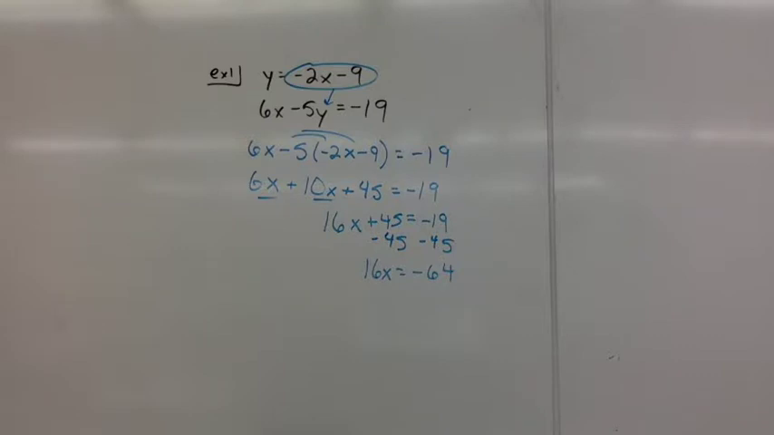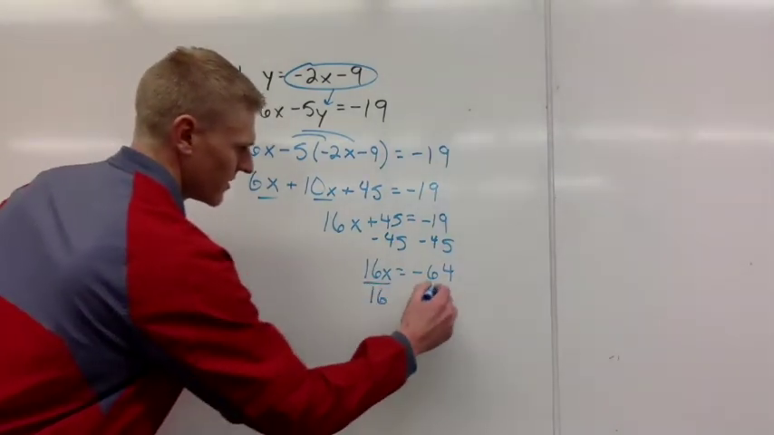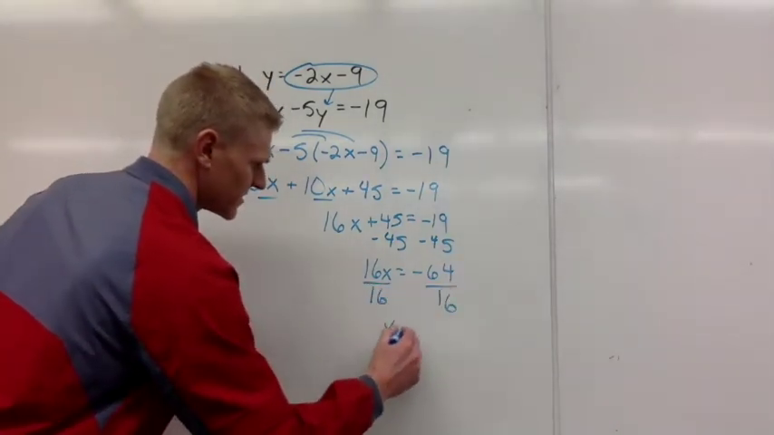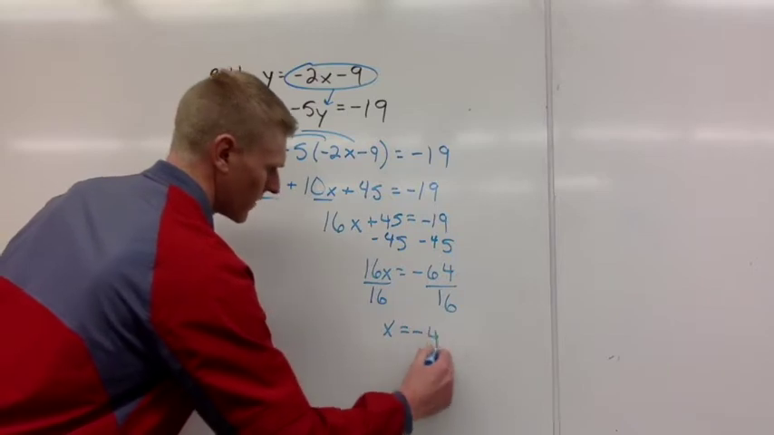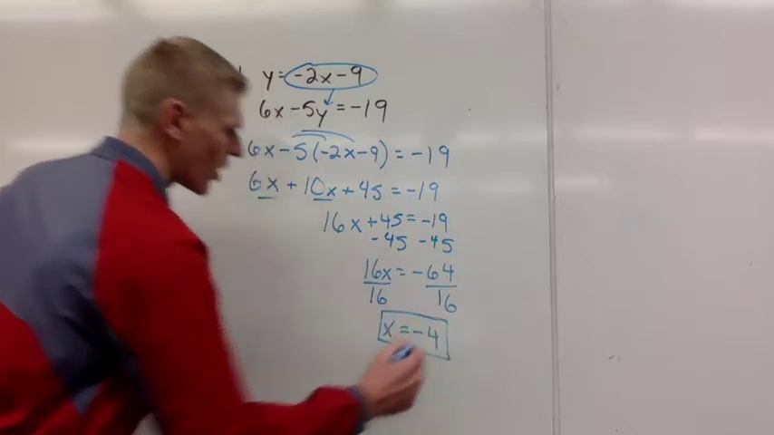You're more than welcome to use calculators. Full availability to that. So make sure you use it if you need to, so you don't mess up. You divide by 16 to get x by itself. You get x equals a negative 4. So there is part of my answer.